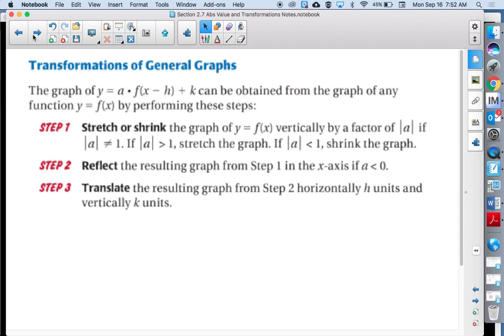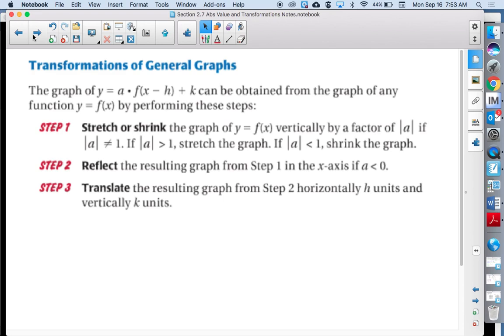So it says step 1, stretch or shrink the graph vertically by whatever the a value is. Ava's problem had a 1/2, and we ended up vertically shrinking it, which means that the graph got wider. So it got squished vertically, so we call that a vertical shrink, or the graph truly got wider. Or we would vertically stretch it, and the graph got skinnier because the numbers were pulled more vertically because the number was bigger than 1.